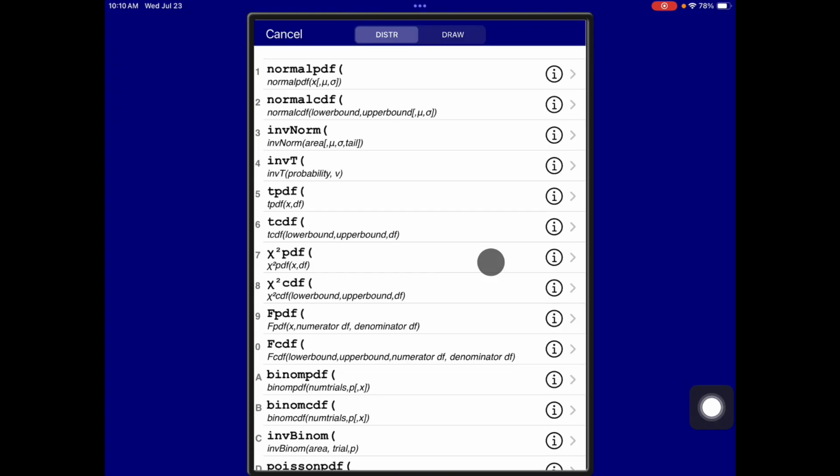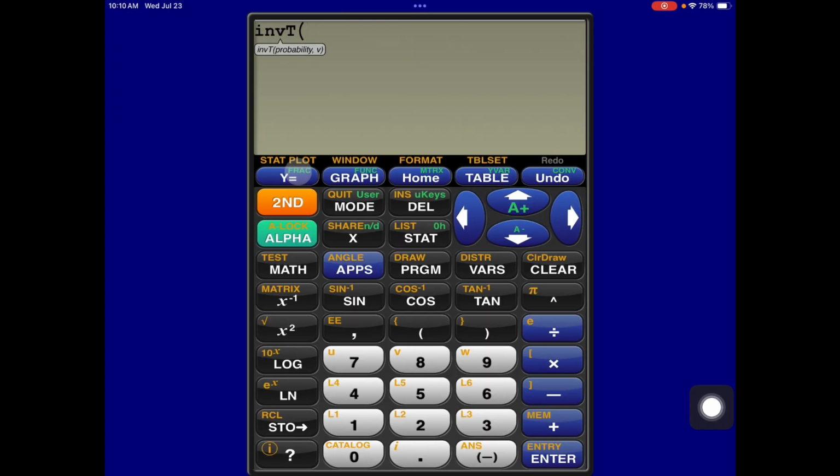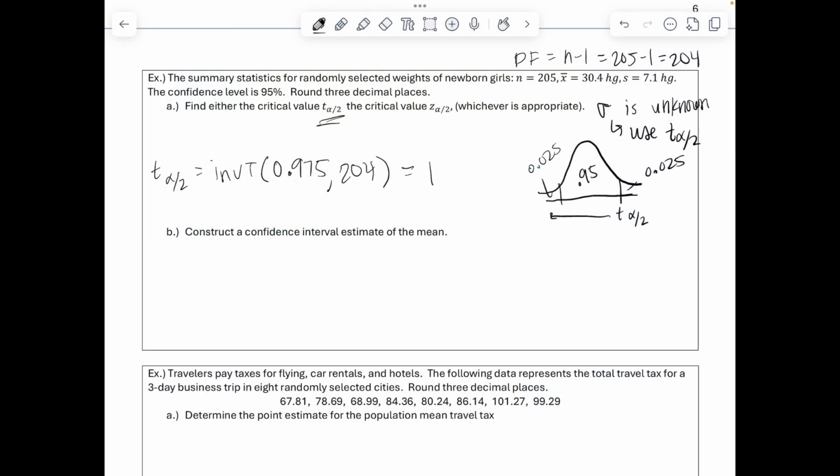On the graphing calculator, we're going to go second vars, inverse t. Area to the left is 0.975 and 204 degrees of freedom. Close your parentheses, select enter. From the graphing calculator, we get a value of 1.972. Part B says to construct a confidence interval estimate of the mean. Since we do not know sigma, we are going to be using t interval.